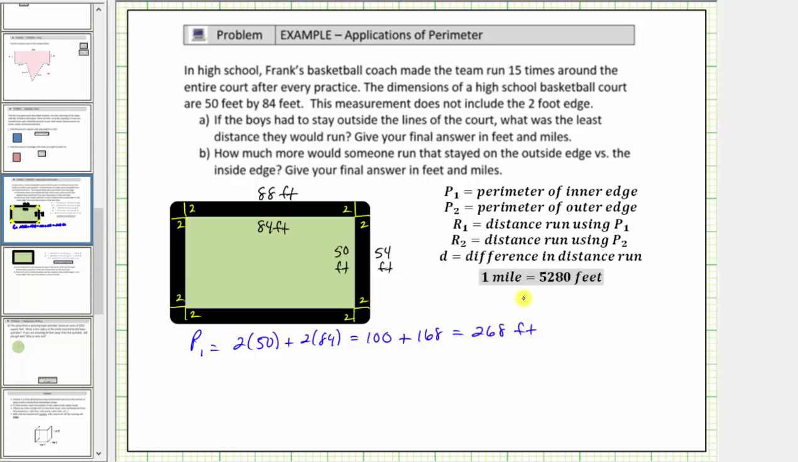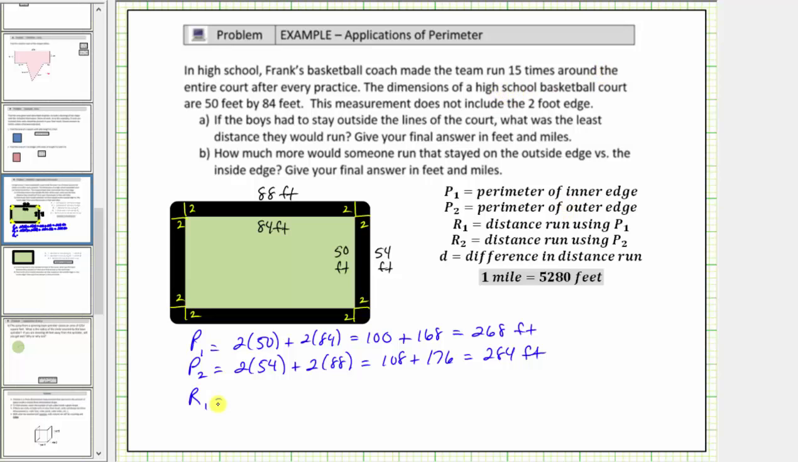And now we'll determine P sub 2, the perimeter around the outer edge. This would be equal to 2 times 54 feet plus 2 times 88 feet, which is equal to 108 plus 176, which equals 284 feet. And now let's determine R sub 1 and R sub 2, the total distance run, if the boys have to run 15 times around the entire court.